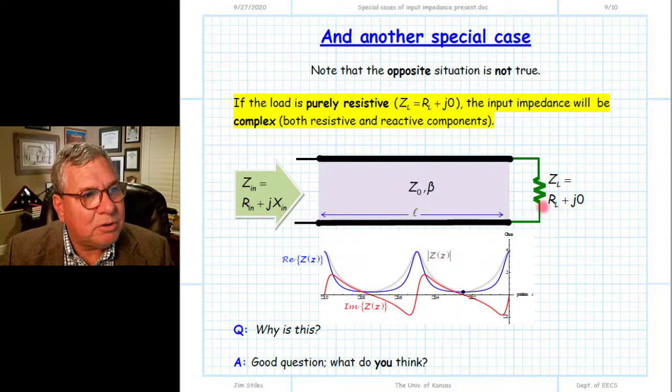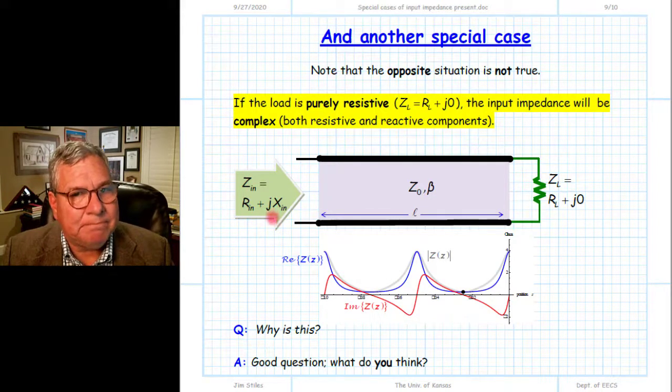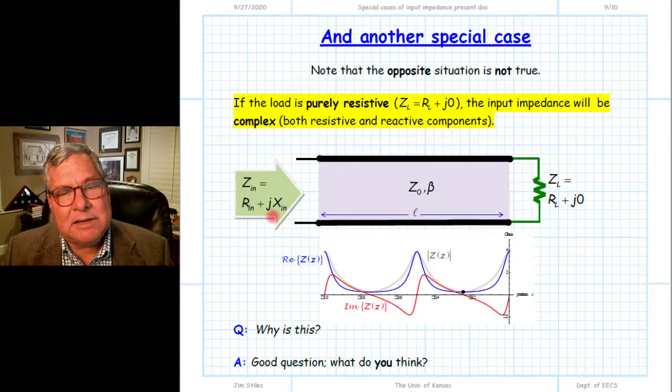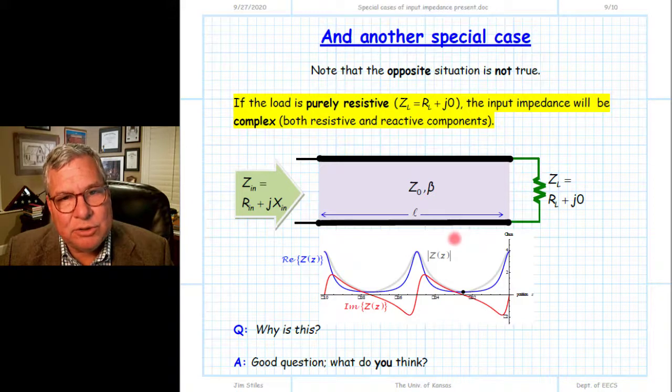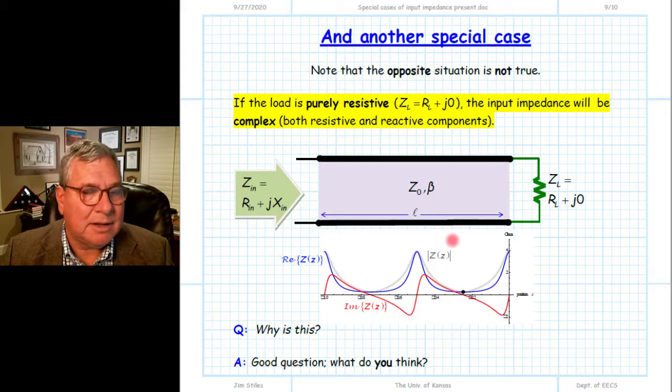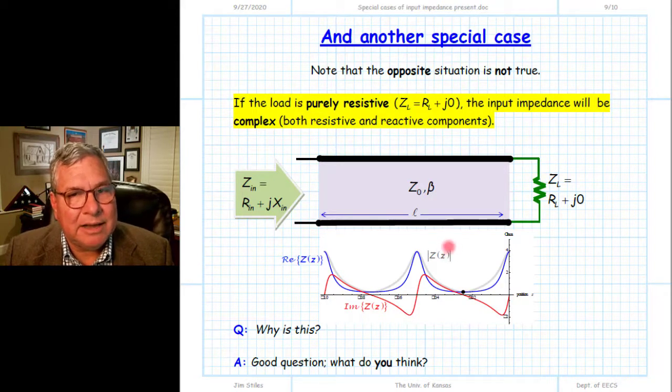If we have a purely resistive load, a resistor, what we find is the input impedance will have both a real and imaginary part, both a resistive and reactive component. Now, why would this be? Well, if we look at the case of a purely reactive load, think about what we're doing. We're connecting a reactive load to a transmission line, a lossless transmission line, a two-port device that is lossless. In other words, it has no resistive elements in it. It's all inductance and capacitance, inductance per unit length and capacitance per unit length for a lossless transmission line.